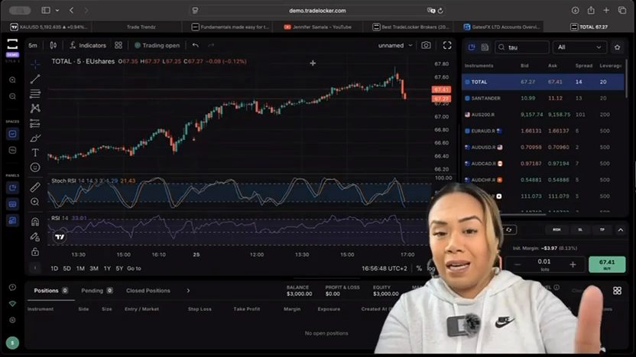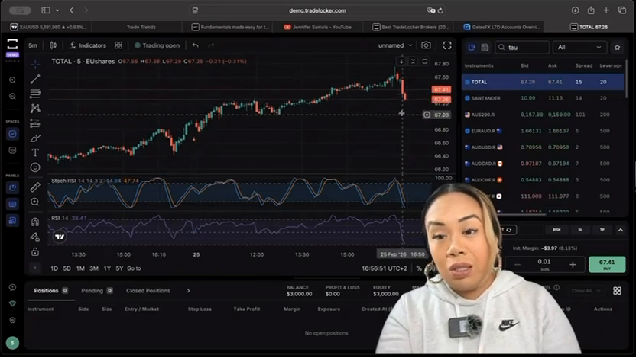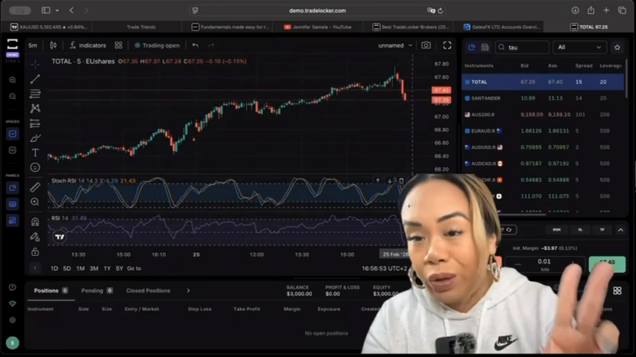So that's price action. As you can see here, the market's still coming down, based on what I said maybe one or two minutes ago.